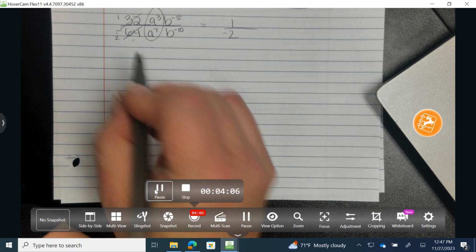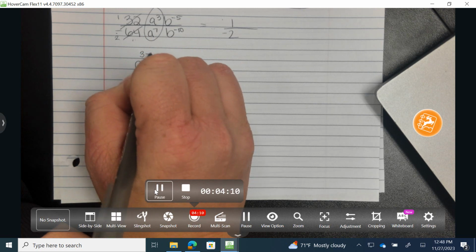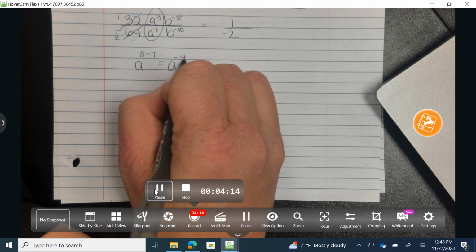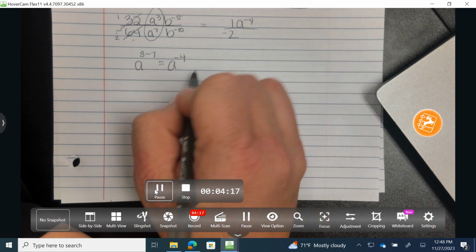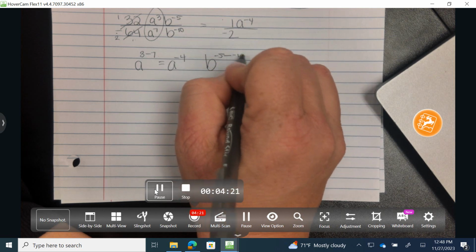Now we're going to work with dividing. When you have the same base and you're dividing, you're going to take the top exponent and subtract the bottom. 3 subtract 7 is a negative 4, so a to the negative 4. And now we'll work with B. The top exponent subtract the bottom exponent.